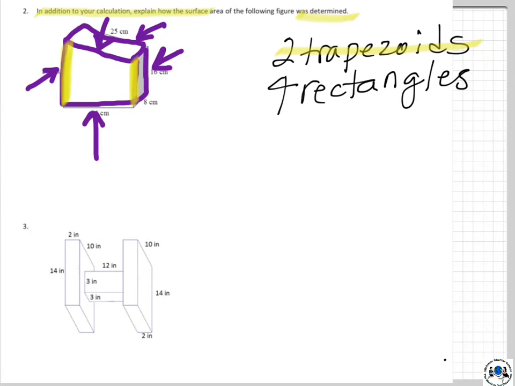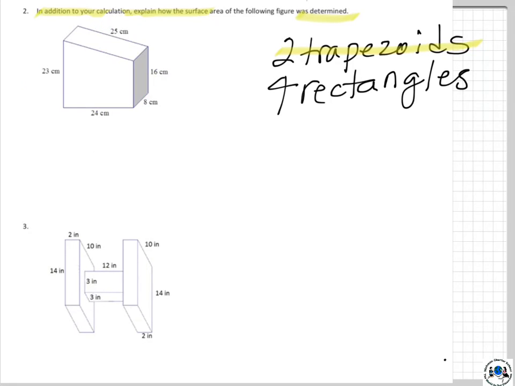Okay, let's take a look at this now. See what I did and check it against what you did. Let's go ahead and begin. We have our two trapezoids, and I wanted to deal with those two trapezoids first.